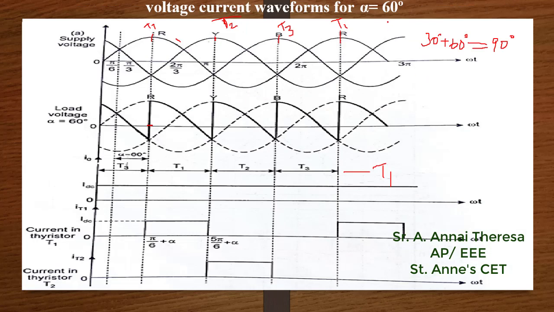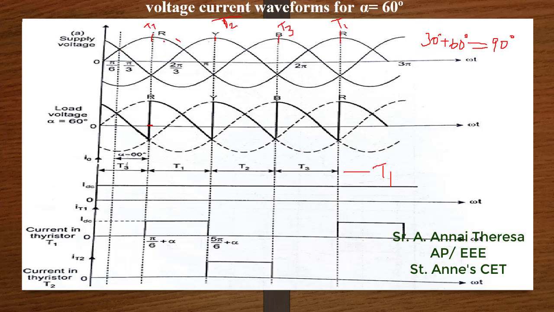Next, alpha equal to 60 degree. Now we are going to see alpha equal to 60 degree. The minimum angle is 30, so 30 plus 60 is 90 degree. So we are going to trigger at 90 degree.